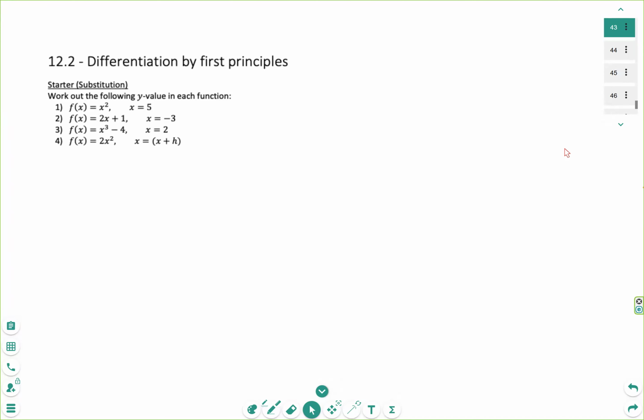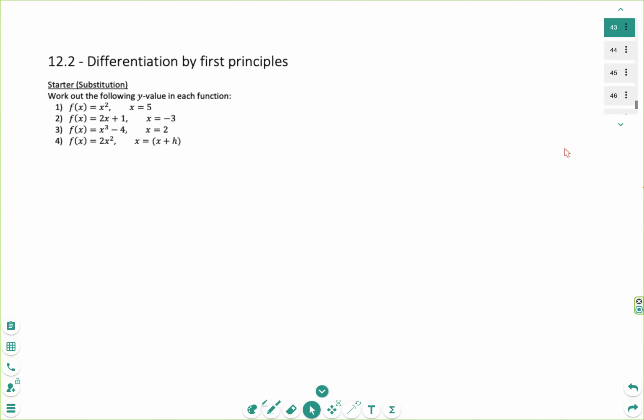Welcome to Year 1, Pure 1, Chapter 12.2, where we look at differentiation by first principles. Now, if you're watching this video after 12.1, then you should turn around and come back to it after you finish the whole Chapter 12 and leave it till the end. Because this first principle method actually has nothing to do with the rest of the differentiation chapter.